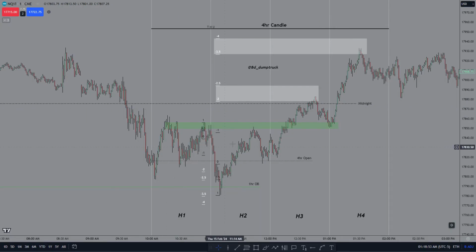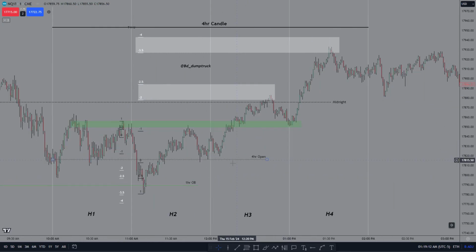So we're expecting distribution higher above midnight price, and then the 4-hour power of 3 is playing into that as well, as we're seeing manipulation here. So then going into hour 3, because hour 1 accumulation, hour 2 manipulation, and then hour 3 we see distribution. And where was that to?